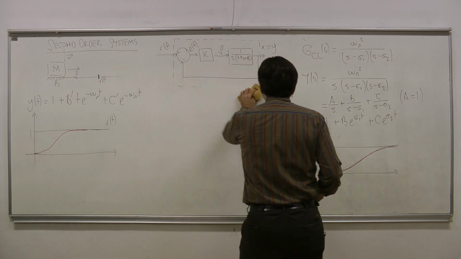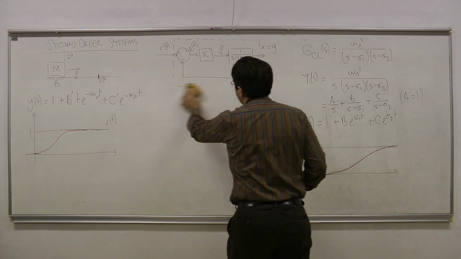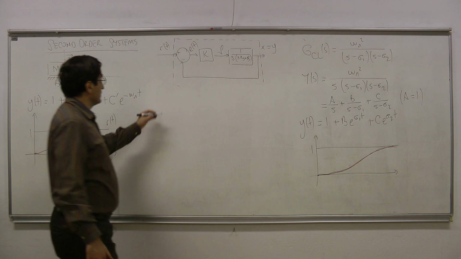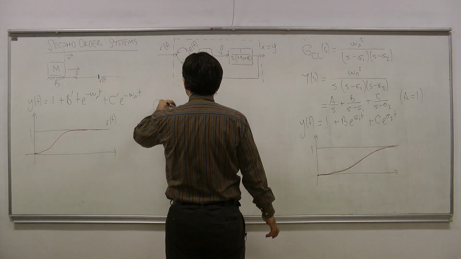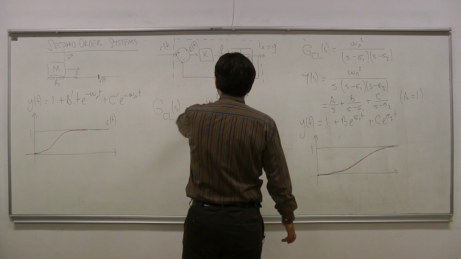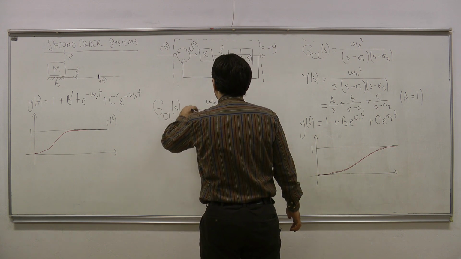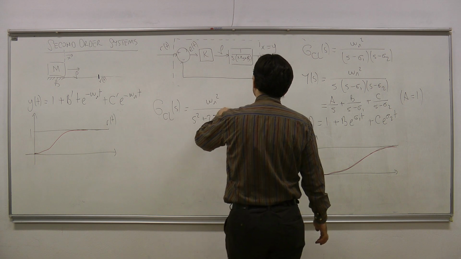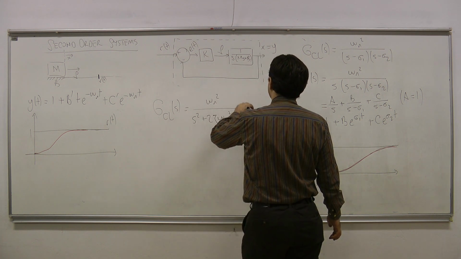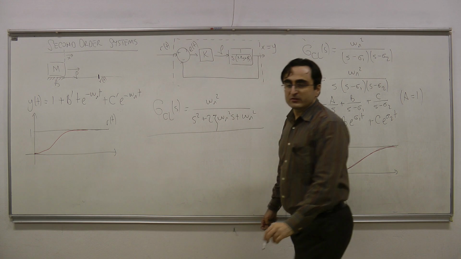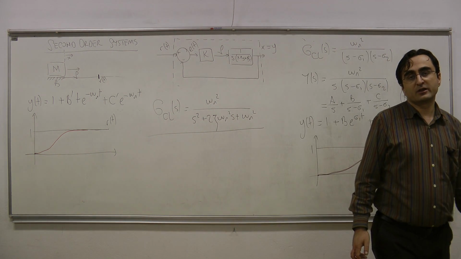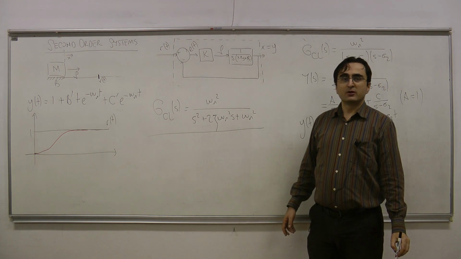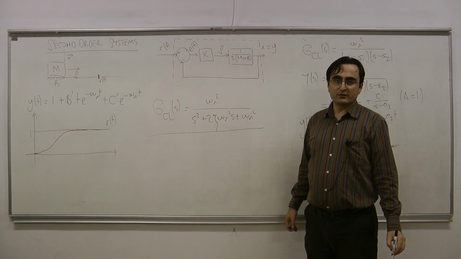So here, in all of these cases, we have seen only the second order transfer function in standard form. So I have omega n square over s square plus 2 psi omega n s plus omega n square. This was the transfer function that we investigated. Okay? Sometimes, of course, second order systems would not be in this standard form.